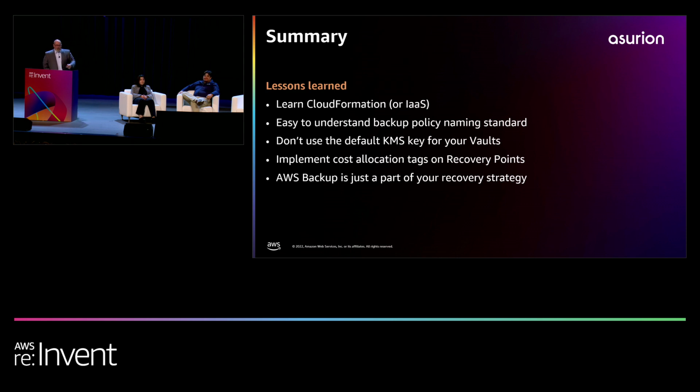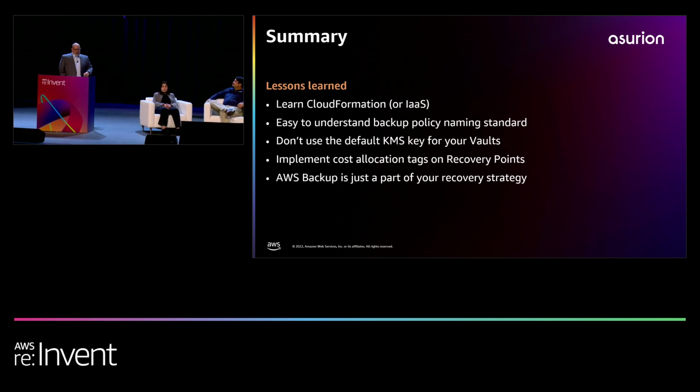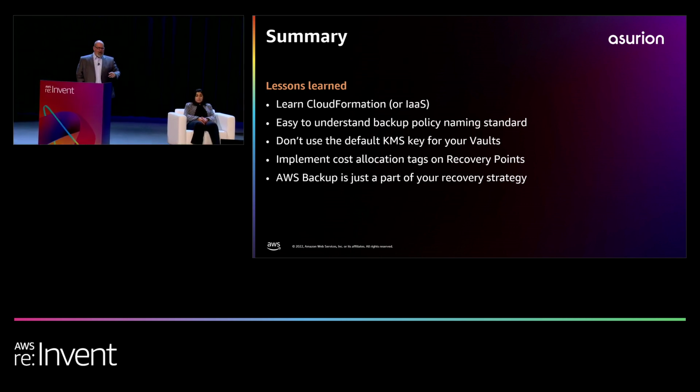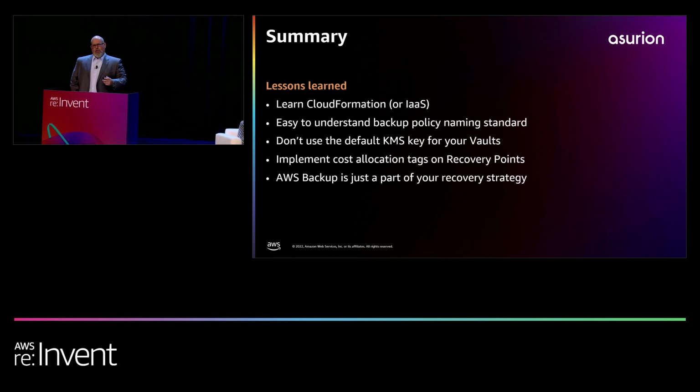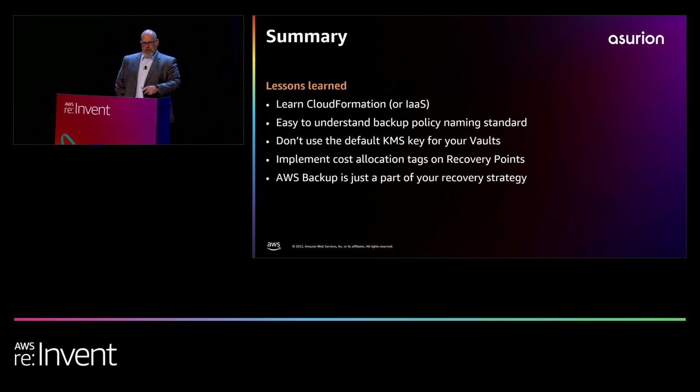Next is implementation of cost allocation tags on recovery points. Whenever doing engagements with application teams to drive adoption of AWS Backup, one of the first things that comes up is, how much is this going to cost me? So what we did is we applied cost allocation tags to each one of the recovery points. Now we leverage Cost Explorer, which pulls that data out and adds it to that dashboard we were talking about.